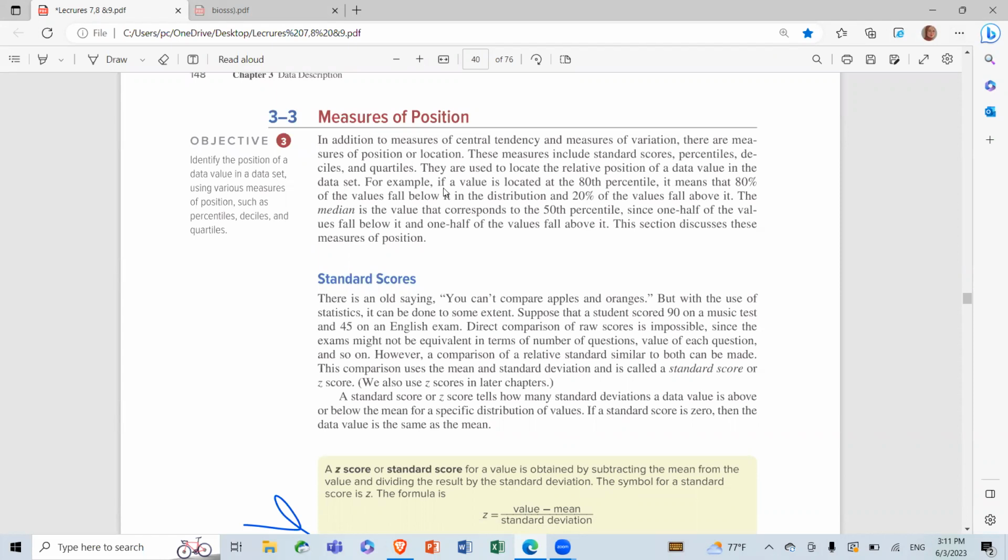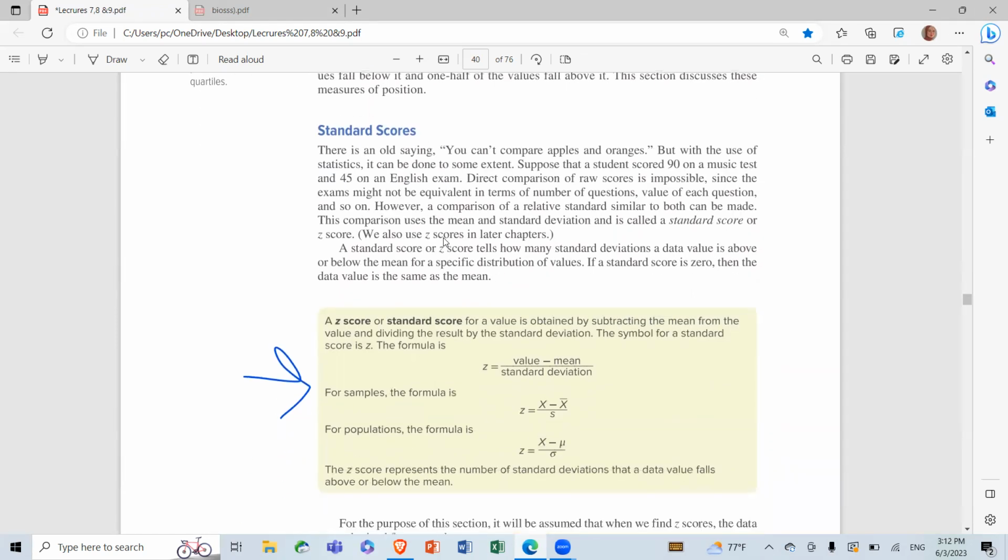For example, if a value is located at the 80th percentile, it means that 80% of the values fall below it in its distribution and 20% above. يعني إذا هي طلعت 80 يعني 80 رقم أقل من هذا الرقم و20% من الأرقام أعلى من هذا الرقم المحدد. The median is the value that corresponds to the 50th percentile, since one half of the values fall below it and one half of the values fall above it. This section discusses these measures of position. حنحكي هلا عن standard scores.